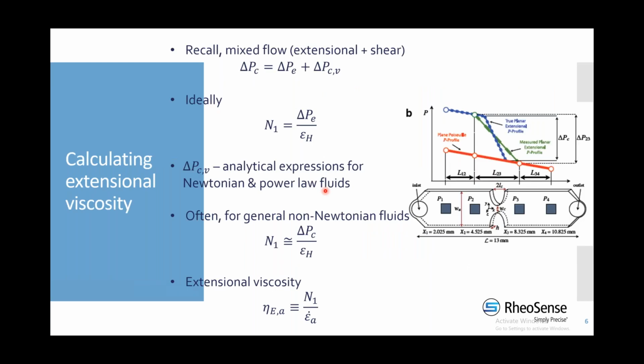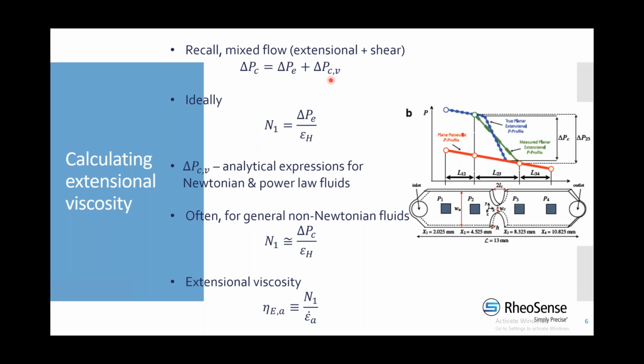To calculate extensional viscosity, we need to get the pressure drop from the entry point to the exit point of the hyperbolic contraction expansion. So we measure the pressure drop between sensors 2 and 3, and then extrapolate the pressure drop to the entry and exit point of the hyperbolic contraction expansion. This pressure drop is delta PC. As you know, this is a mixed flow with pressure drop contributions from extensional as well as shear flows.